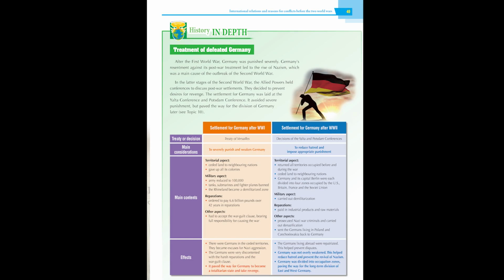Reparations, paid in industrial products and raw materials. Other aspects, prosecuted Nazi war criminals and carried out denazification. Sent the Germans living in Poland and Czechoslovakia back to Germany. The Germans living abroad were repatriated. This helped prevent disputes. Germany was not overly weakened. This helped reduce hatred and prevent the revival of Nazism. Germany was divided into occupation zones, paving the way for the long-term division of East and West Germany.